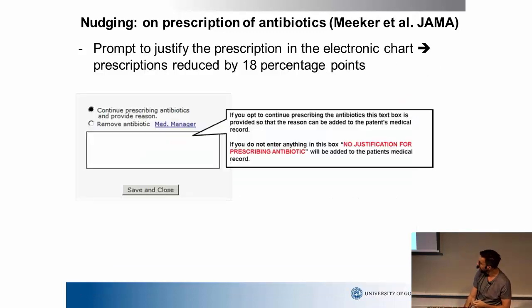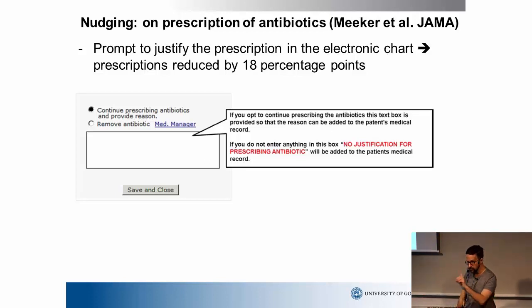Quite a big effect. In the same study, they tried something else as well. When doctors are on their computers, about to write out the prescription, they actually had to justify it. Why am I writing this prescription for this patient? Just by prompting doctors to justify what they're doing, they found that the level of prescriptions was reduced by 18 percentage points. Again, a huge effect. Again, these are doctors, they should know what they do. They should prescribe antibiotics when you need it, and they shouldn't when you don't need it, right?